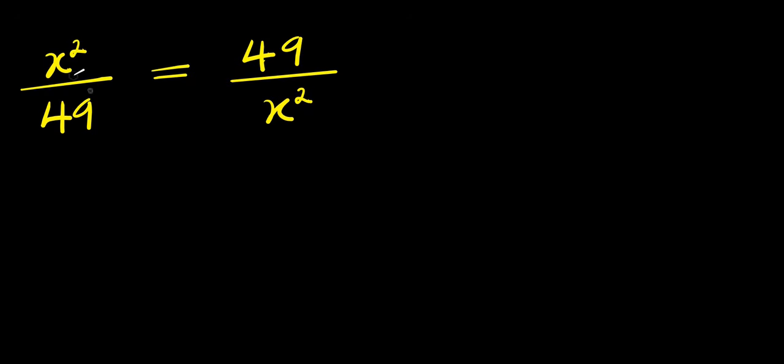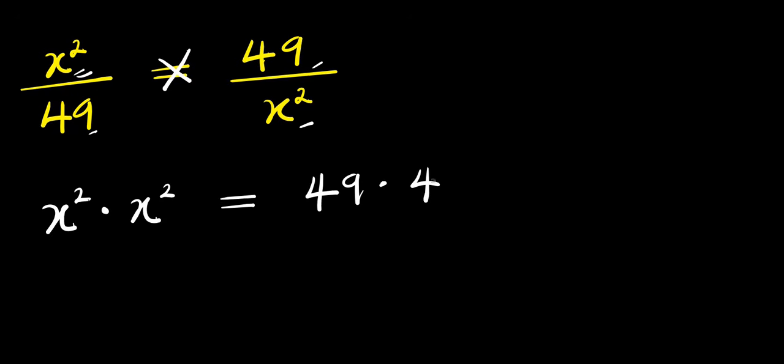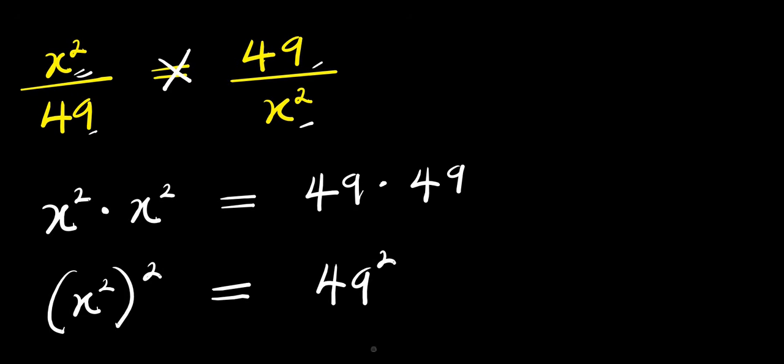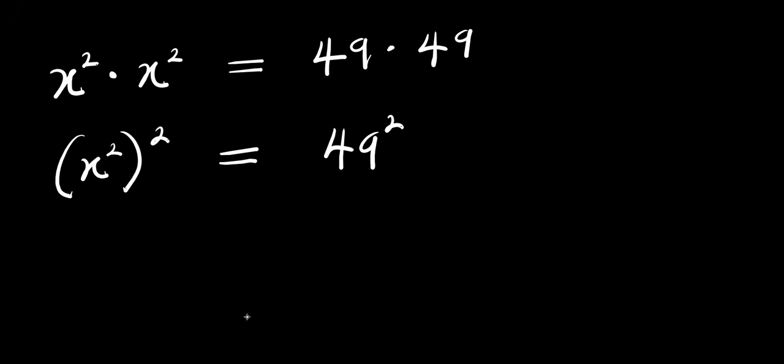How to solve x squared divided by 49 equals 49 divided by x squared. So what do we do? You can cross multiply: x squared times x squared, so this is x power 2 times x power 2, and this equals 49 times 49. So x squared times x squared is x power 2 raised to the power of 2, and this equals 49 raised to the power of 2. That's 49 times 49.